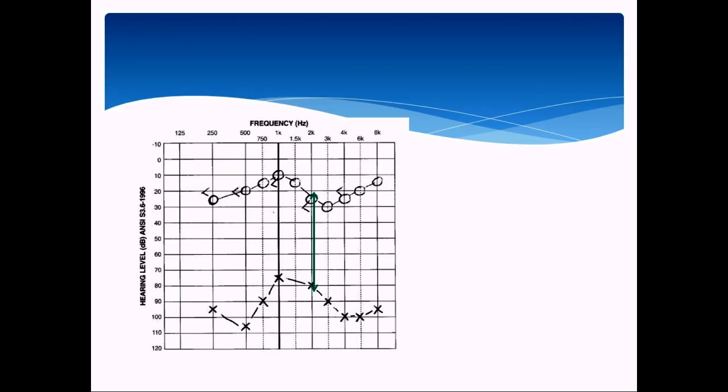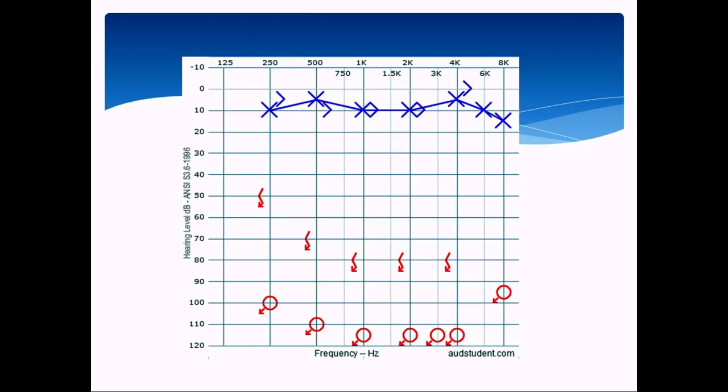This thing at the bottom is what's called a shadow curve. And the shadow curve is the responses that are the result of crossover. If you look at the difference between the thresholds for the right ear versus the left ear, they are about 60 to 70 dB apart across the board, and they're the same across the board.